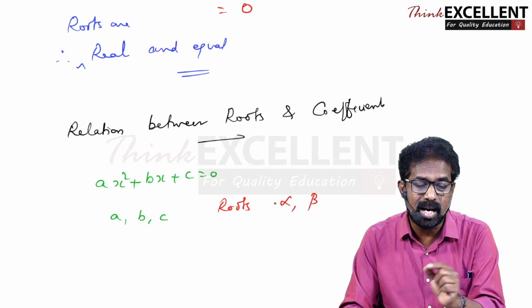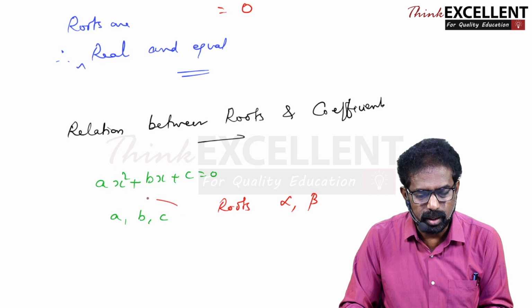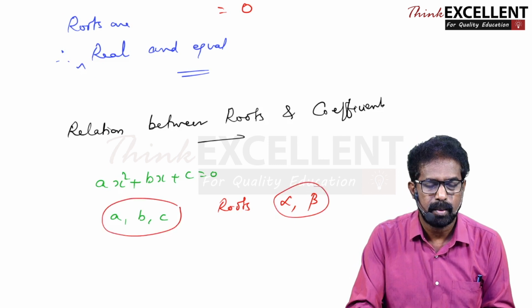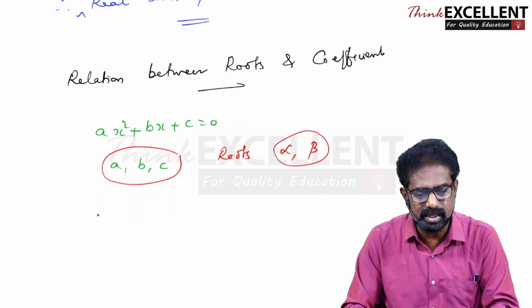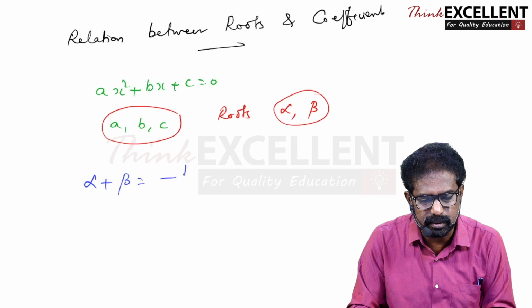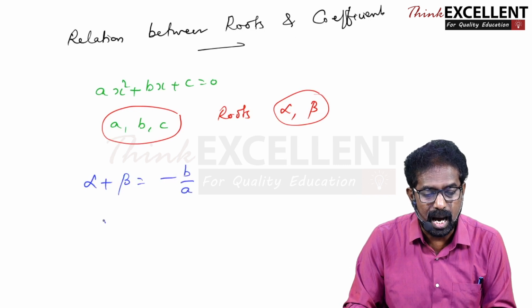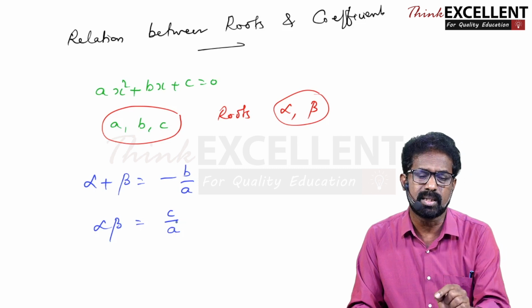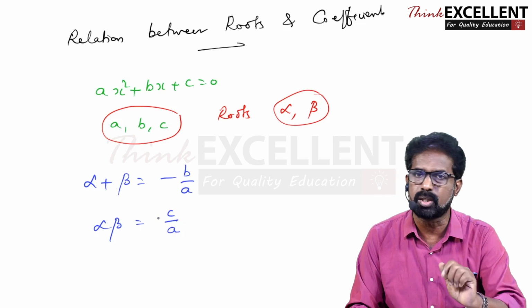How are these related? What relations are there between the coefficients and the roots? Basic 2 relations. Alpha plus beta is minus b by a. Alpha into beta is equal to c by a. These two are the basic relations. For any sum that comes, we should write these first.